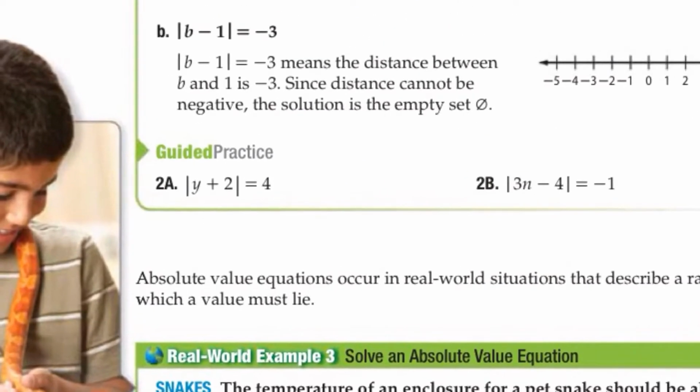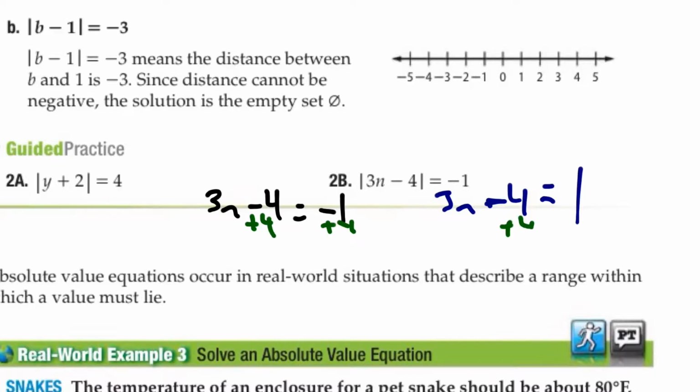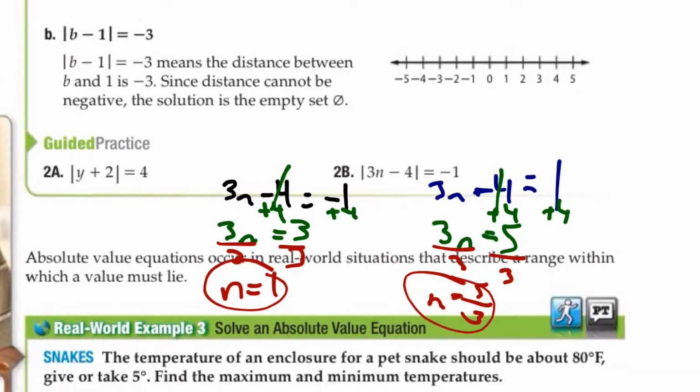So let's see, guided practice. I'm going to do 2b for guided practice. So again, absolute value. All I have to do is go 3n minus 4 equals negative 1. And then another one, 3n minus 4, but instead of negative 1, I'm going to make it a positive 1. Now I solve. I'm going to add 4 to both. Cancel. 3n equals negative 1 plus 4, which is positive 3. Add 4. 3n equals 1 plus 4, which is 5. I'm going to divide by 3. I get n equals 1. Divide by 3. I get n equals 5 over 3. That's perfectly fine. I could get fractions as my answer. It's not a big deal.